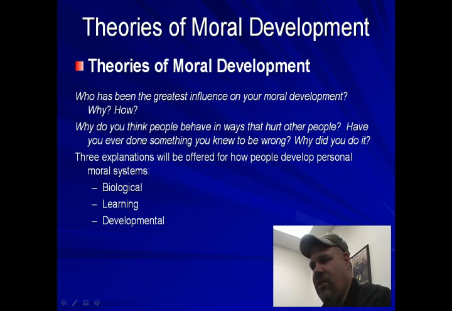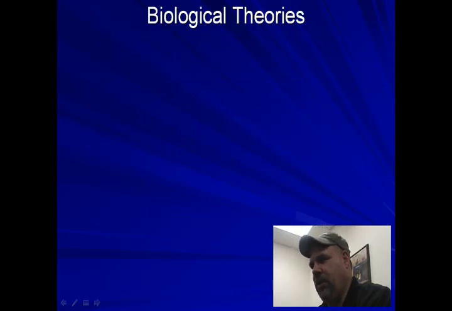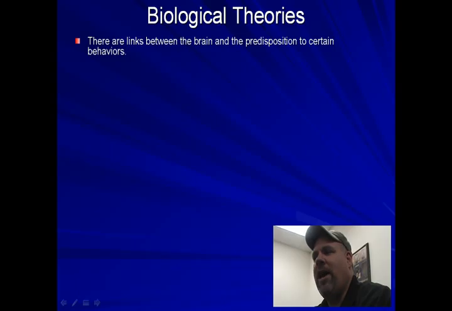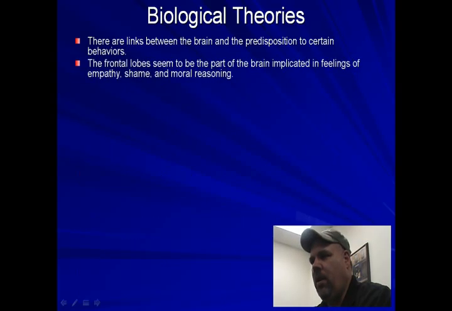Three explanations will be offered for how people develop personal moral systems. The first one is biological, the second one is learning, and the third one is developmental. Biological theories. There are links between the brain and the predisposition to certain behaviors. The frontal lobes seem to be the part of the brain implicated in feelings of empathy, shame, and moral reasoning.